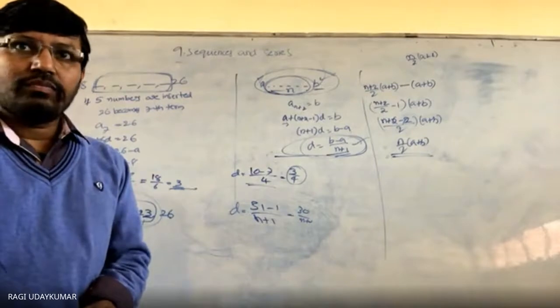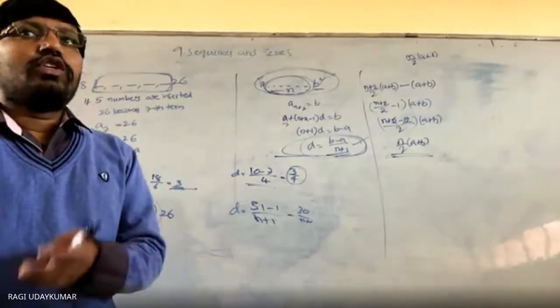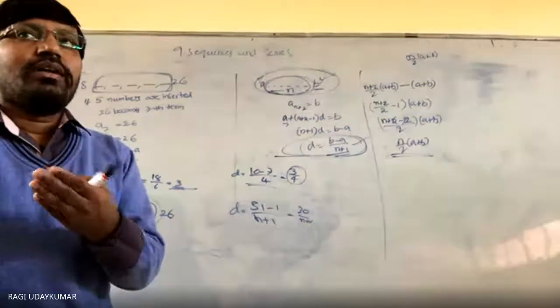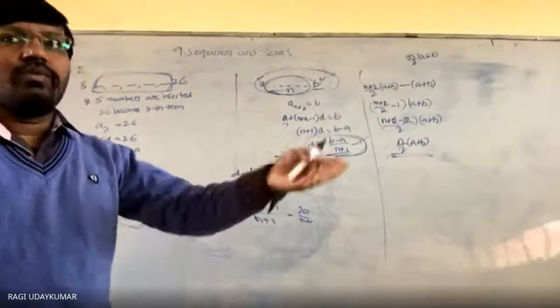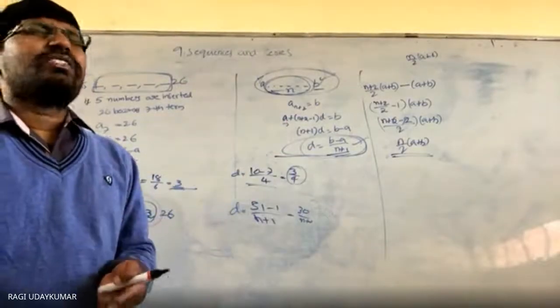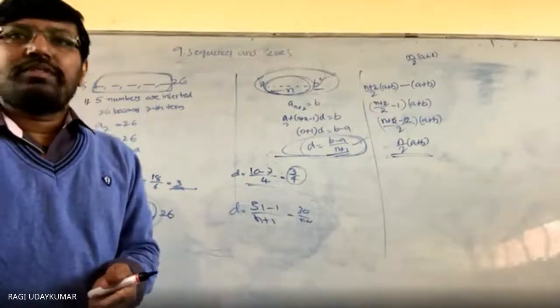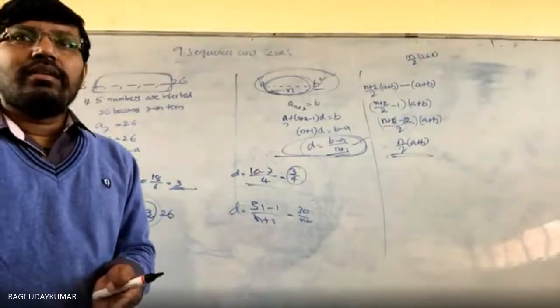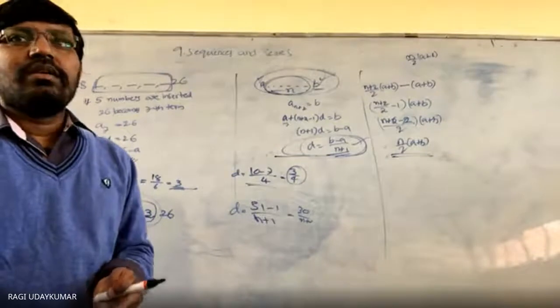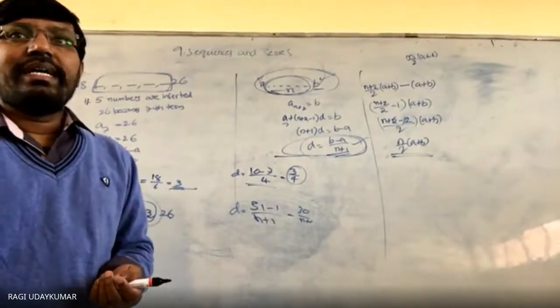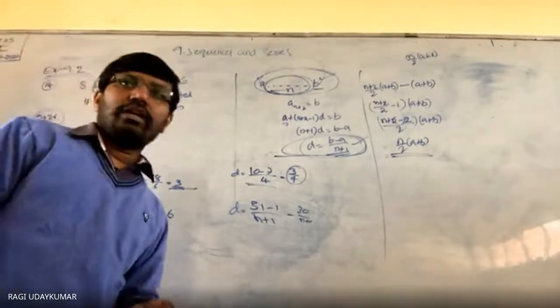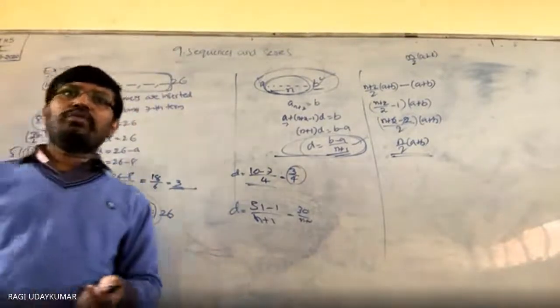18th one. The difference between two consecutive interior angles of a polygon is 5 degrees, meaning each angle differs from the next by 5 degrees. If the smallest angle is 120 degrees, find the number of sides of the polygon. Same idea: what is the sum of the interior angles of a polygon? That concept is to be used.